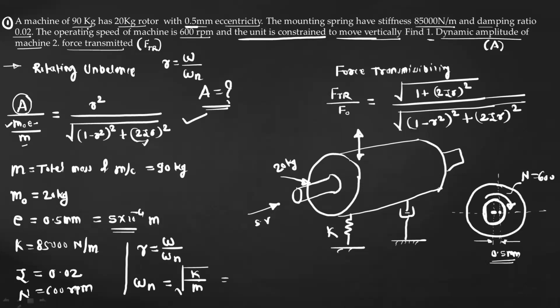So a machine of 90 kg. This 90 kg includes this 20 kg, so we will take the mass as 90 kg. The mounting spring has stiffness 85,000. That means this complete machine is supported on this elastic member having the stiffness 85,000.